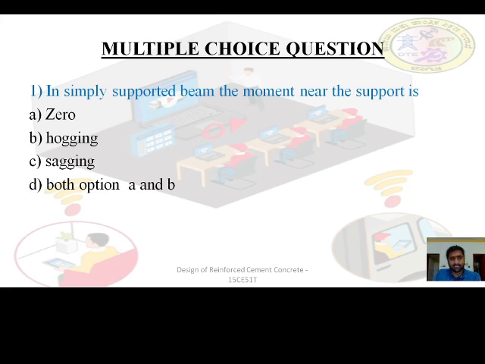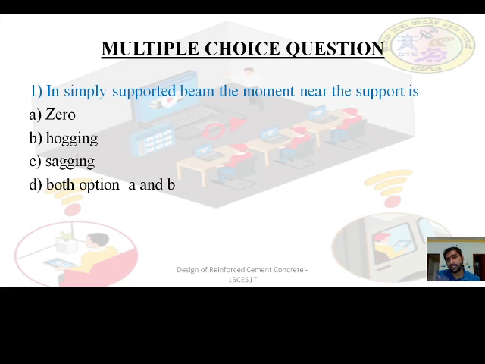Hogging, sagging, both option A and B, that is A and B, 0 and hogging. Actually, in a simply supported beam, there will be a sagging moment. There will be no hogging moment. So option A and B doesn't work.